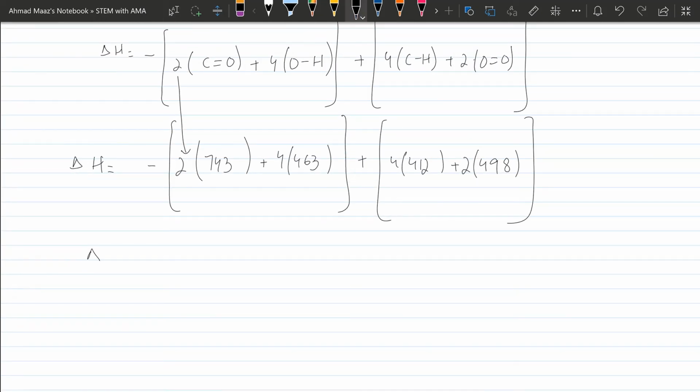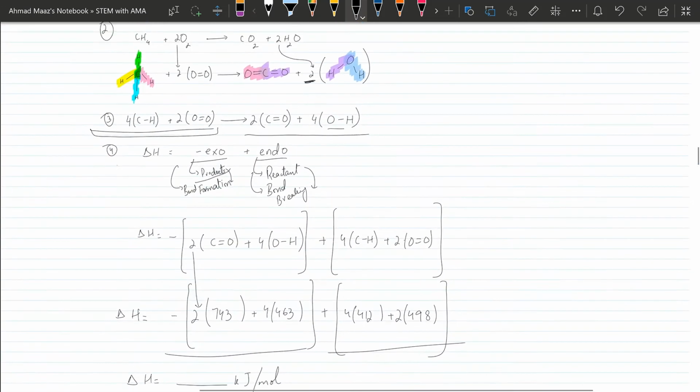So all you need to do is simple maths over here. This is the negative part, this is the positive part, minus x plus y. I haven't calculated it here, so just do the maths yourself and you'll find out the bond energy in kilojoules per mole. That's a very basic, simple calculation.